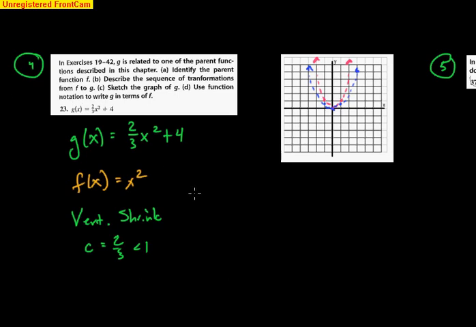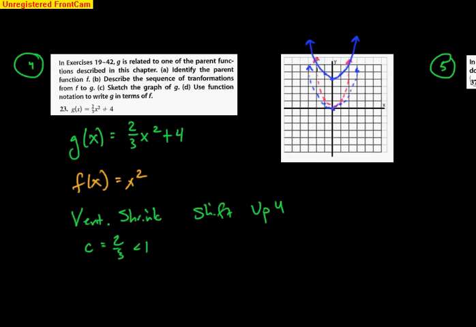This +4 is a shift. It's outside the function. We go in the same direction vertically, up 4. So I'm going to take the blue graph and move everything 1, 2, 3, 4 up. And there's your graph of this parabola.